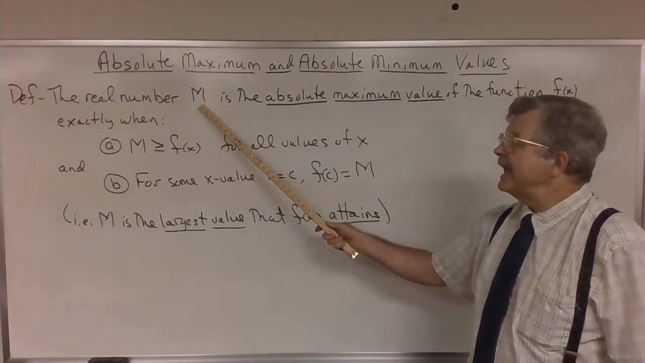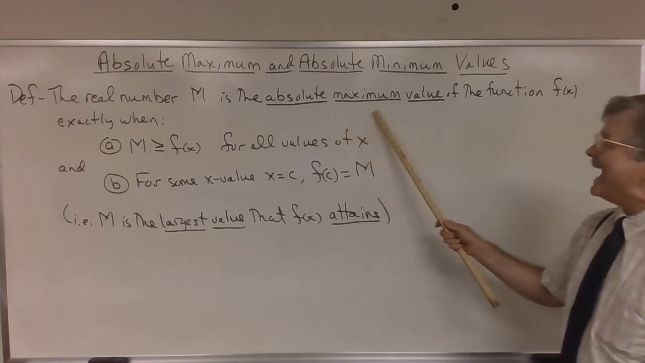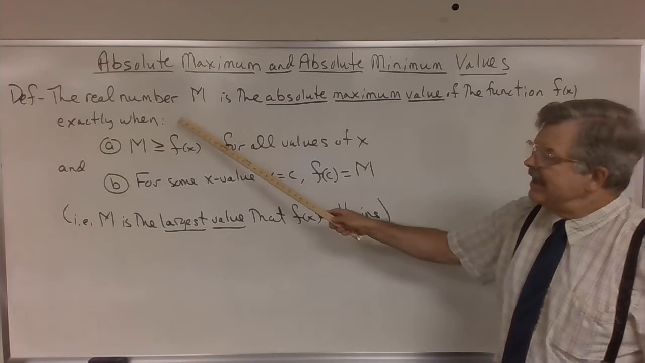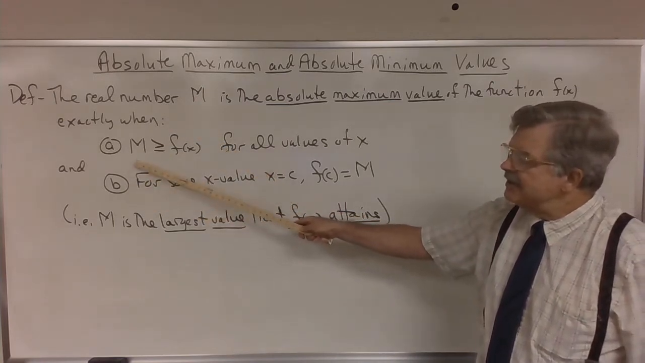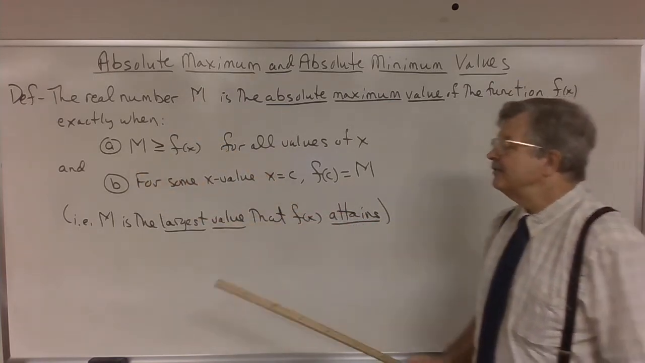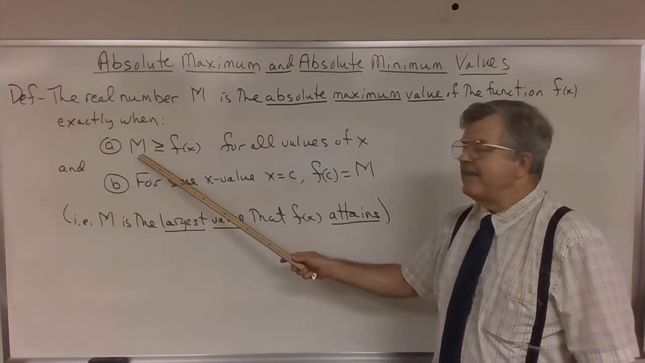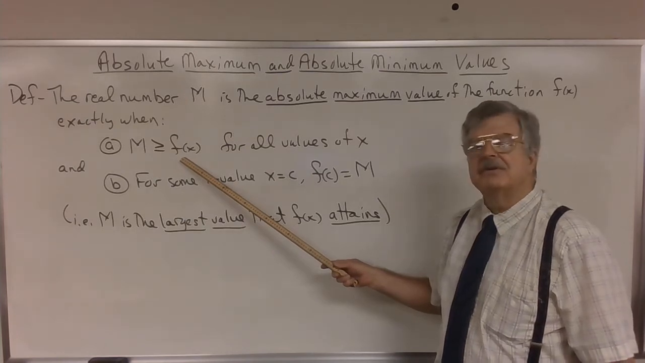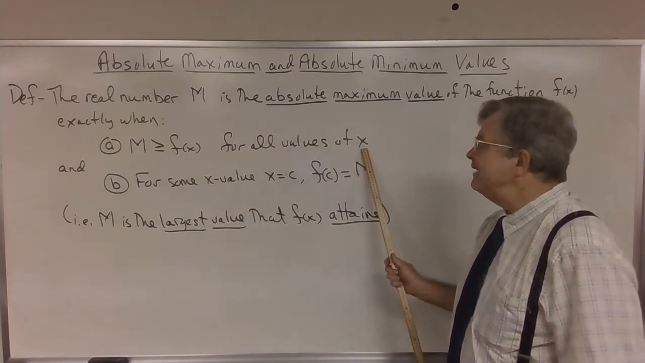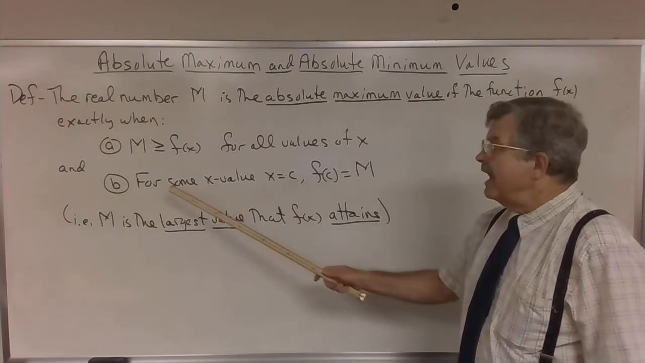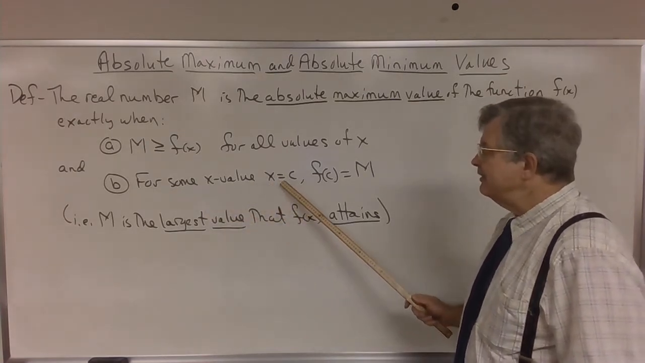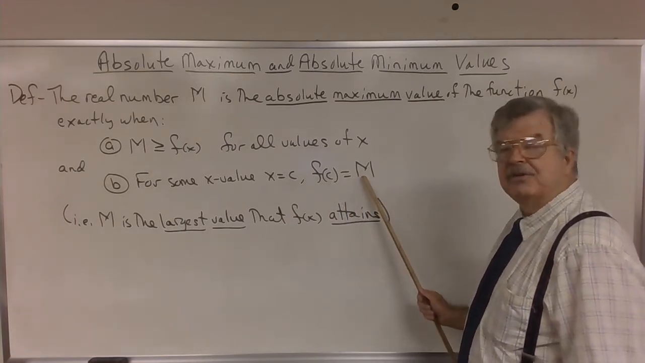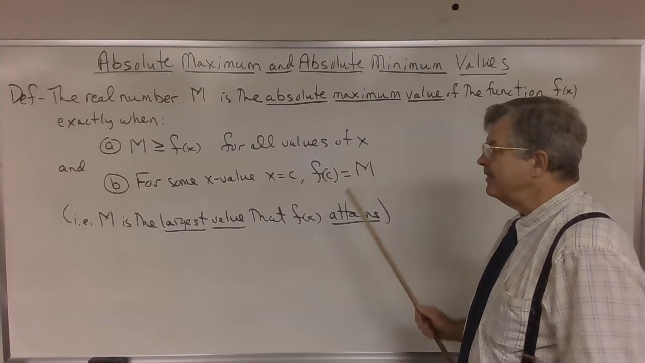The real number, capital M, is the absolute maximum value of the function f of x exactly when these two conditions both hold. First of all, our absolute maximum value, capital M, has to be greater than or equal to f of x for all values of x. And for some x value, x equals c, f of c equals the absolute maximum value, capital M.